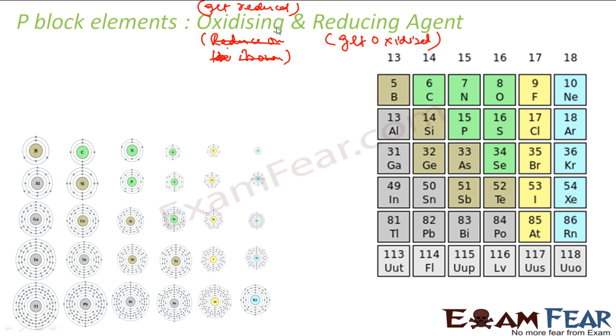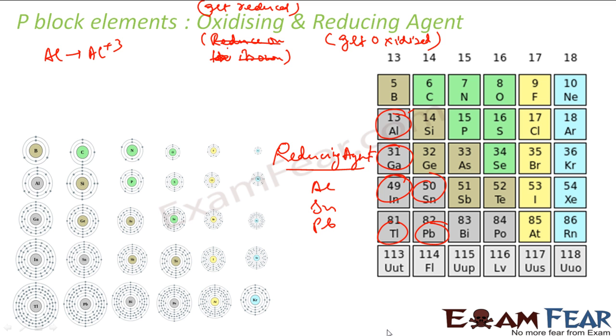Let's talk about reducing agents first. Reducing agents are ones which can themselves get oxidized. Example, aluminum will love to become Al+3 because it's more stable. So these guys are my reducing agents, because they want to get oxidized themselves. For example, aluminum is one, tin is one, lead is one. So all these are my reducing agents.